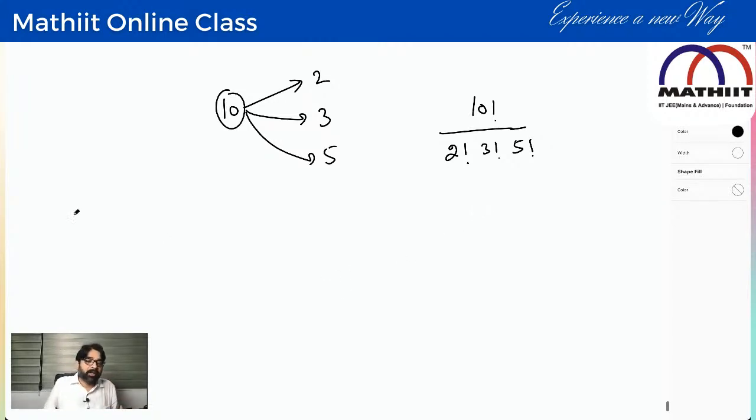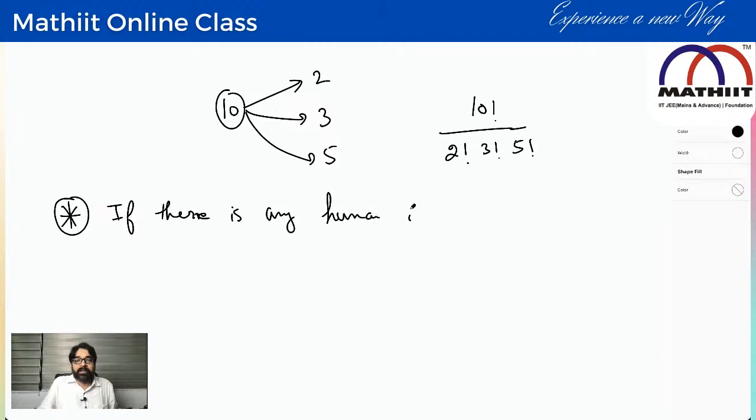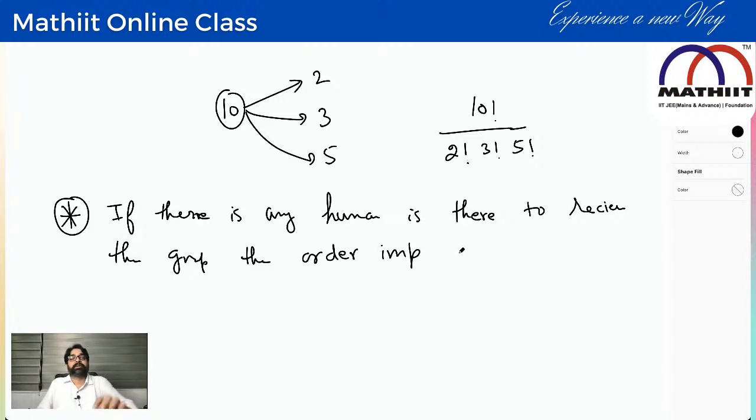Now, what is the meaning of order important or not? Very simple, straightforward meaning. If there is any human there to receive the group, not that there, T-H-E-R-E, there to receive the group, then order is important. Or you can say distribution, means we are distributing among people. If they ask in how many ways I can distribute, it means make groups and give those groups to some people. So somebody should be there to receive the group. If anybody is there to receive the group, order is important. If nobody is there to receive the group, order is not important.